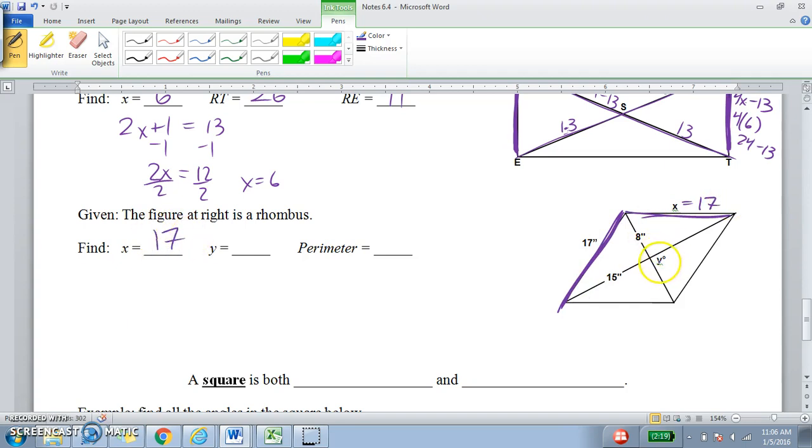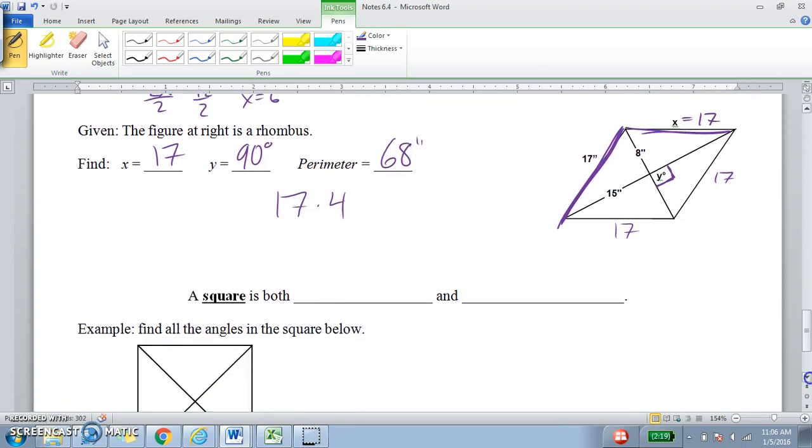Right here, y, it says y degrees. So how many degrees is this angle? Well, since it's a rhombus, we automatically know that the diagonals are perpendicular. So this has to be a 90-degree angle. So the perimeter, we know all of these are 17. We would just add up 17 4 times, or multiply 17 by 4, and we would get 68 inches.